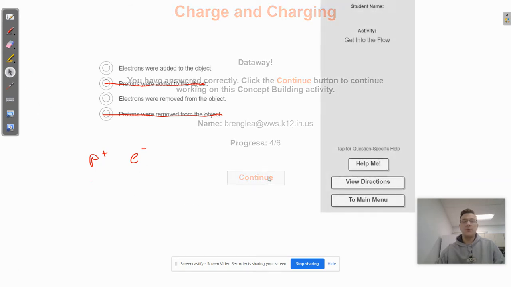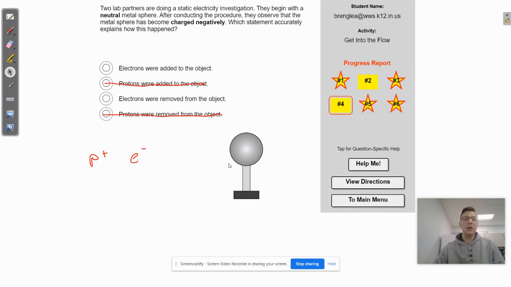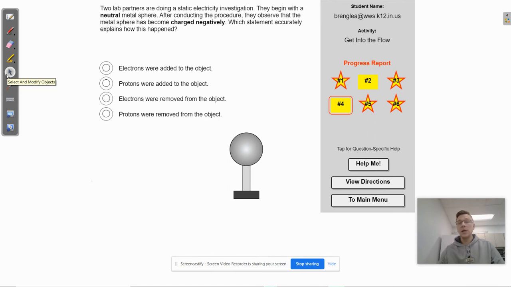Okay, so we've done 4 of the 6, so I will go ahead and let you guys finish those out. Just use that process of looking at how many protons, or you can just make up a number of protons, and either set the electrons equal to, more than, or less than, depending on how the object is initially charged, and then figure out how to alter that by removing or adding electrons.